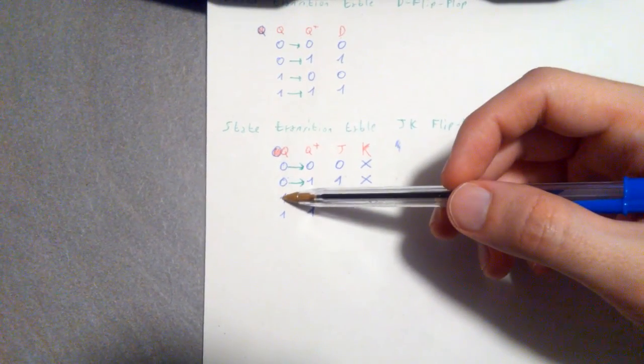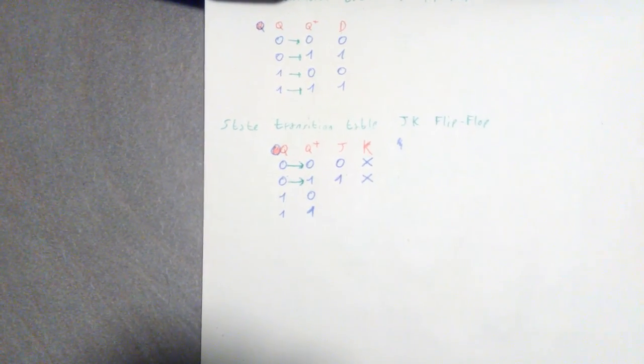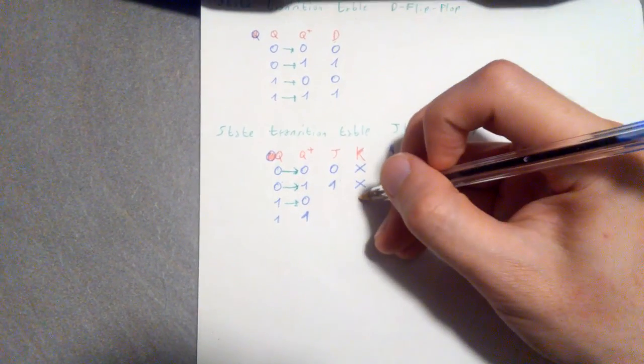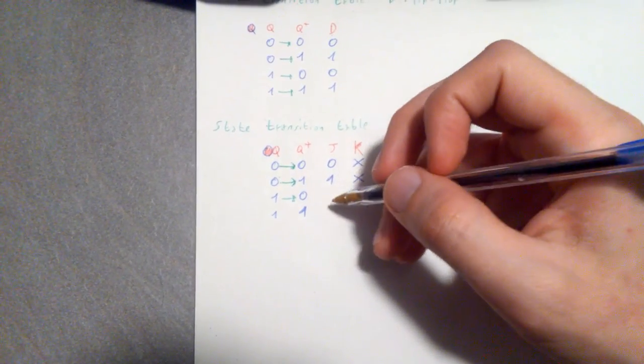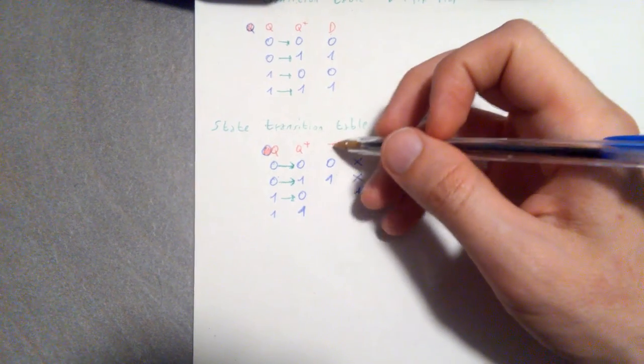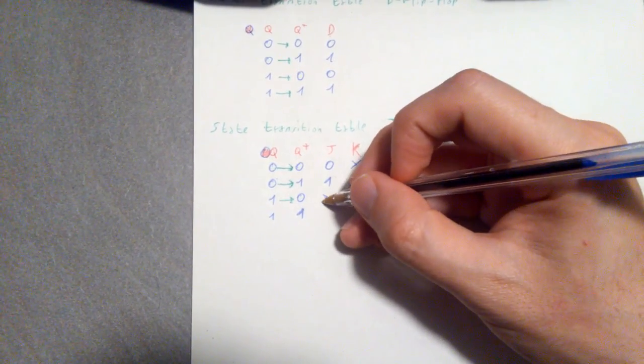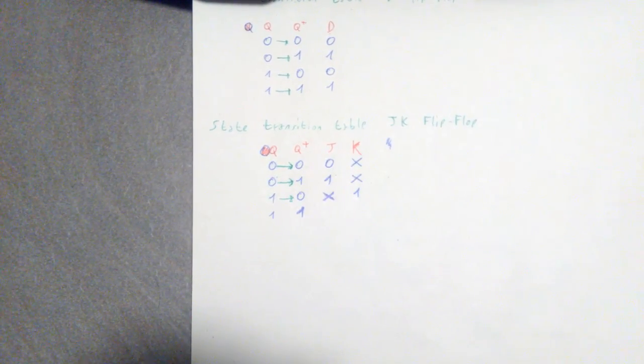Then if you want to go from 1 to 0, like so, then we definitely want to have K, which is our reset, to 1, but it doesn't really matter how we put J. We can put it to 0 or 1, doesn't really matter.